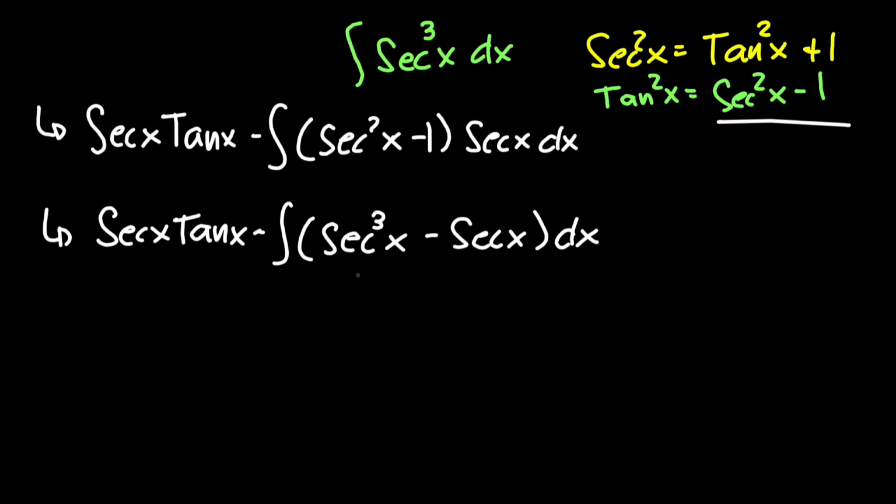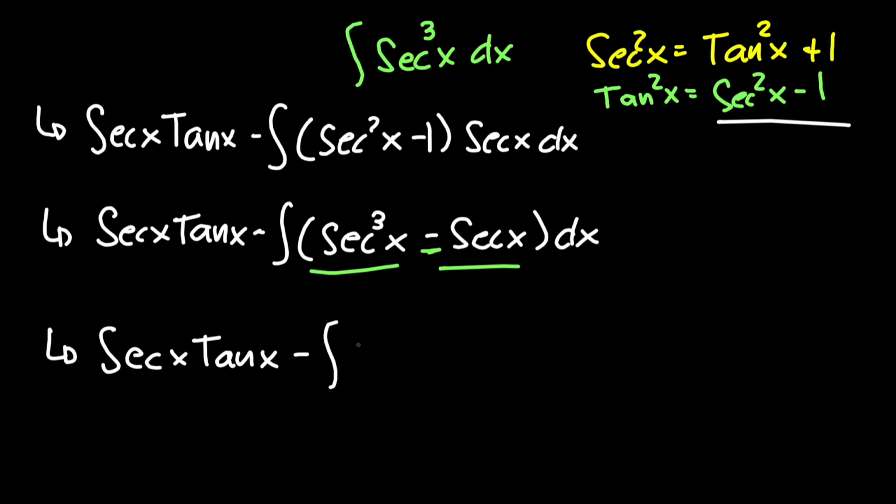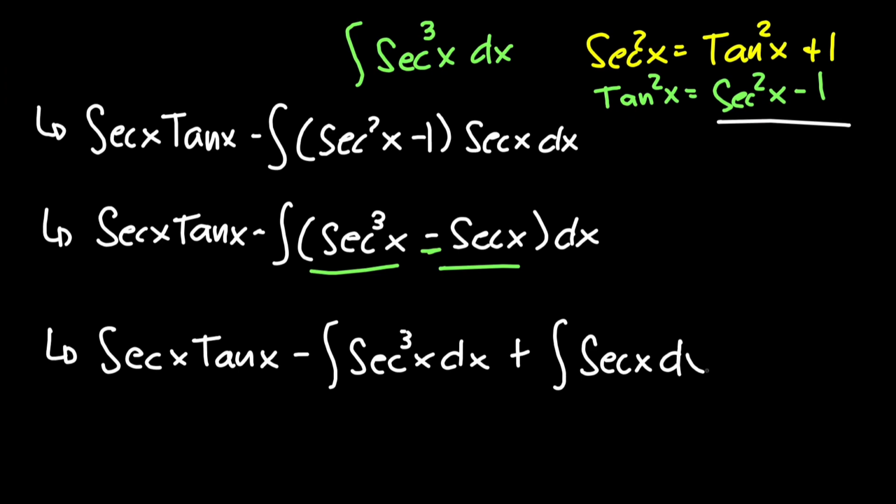The next step would be to split this integral into two parts, separated by a minus sign. So this would be secant cube x dx. And so what you have here is, since this is a negative and this is a negative, it would be multiplied. So this would be positive, the integral of secant x dx.